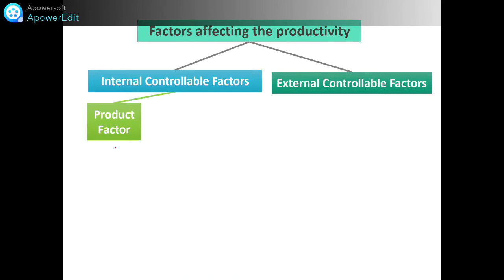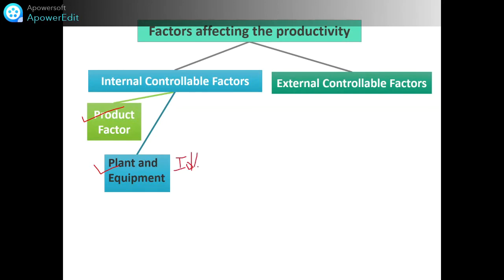Hence the next factor is the plant and equipment. Already we have studied the product factor. Under plant and equipment, these play a very prominent role in enhancing productivity: the plant layout, locations, and all the equipment and machinery. The increased availability of the plant through proper maintenance and reduction of idle time also increases productivity. Idle time is very important here. If we reduce this idle time, then the productivity will increase.